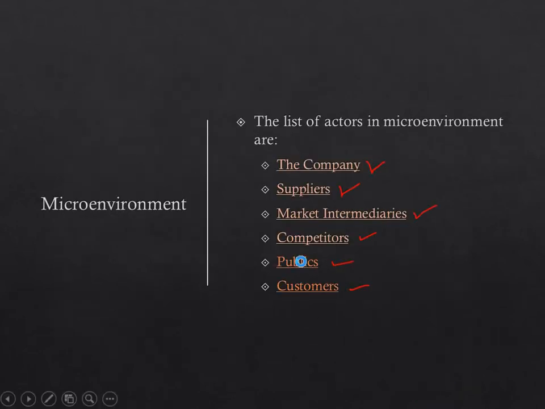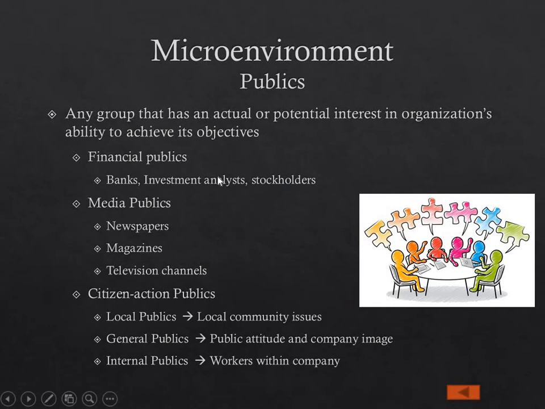Then the next one is the Publix. Now the Publix is any group that has an actual or potential interest in an organization's ability to achieve its objectives. Now who would like to do that, right? Who would have so much interest that your organization should make a certain profit? Because such organizations have their own margin of profits in them.